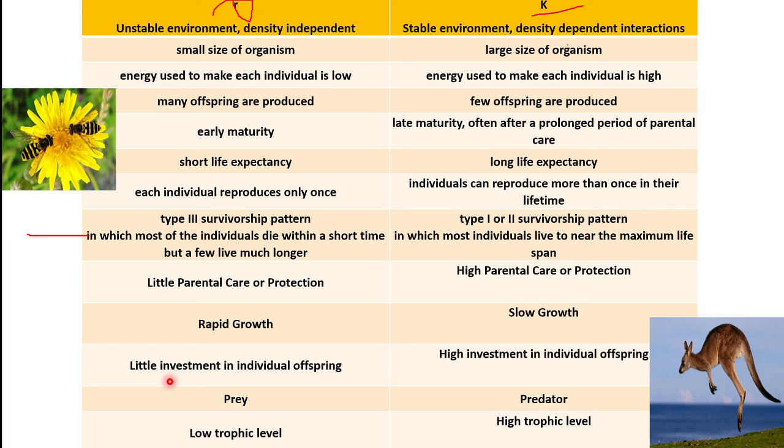Little investment. Spending of energy is very low. Here there is high investment, that is, investment in terms of energy. Mostly r strategists are prey to someone, whereas K strategists are the predators. They kill and obtain their food, and they are the food. Here r strategists are the food for others. They form the low trophic layer and K strategists form the high trophic layer.